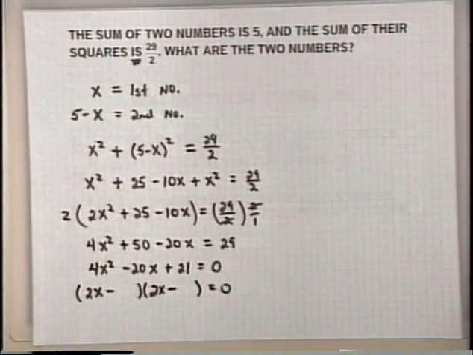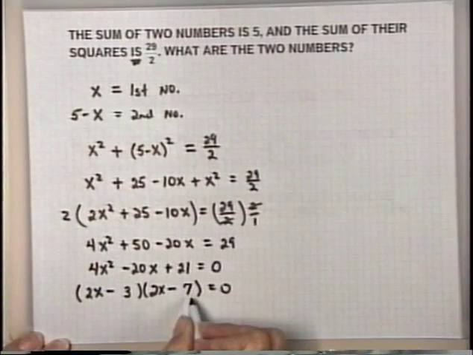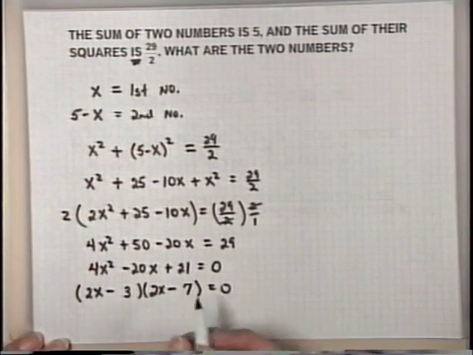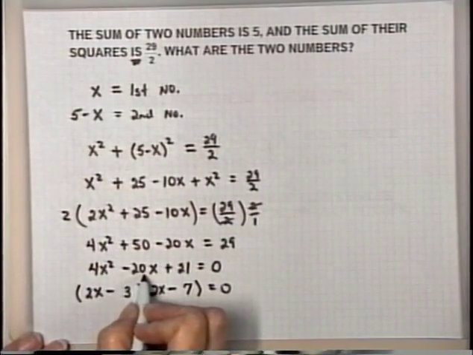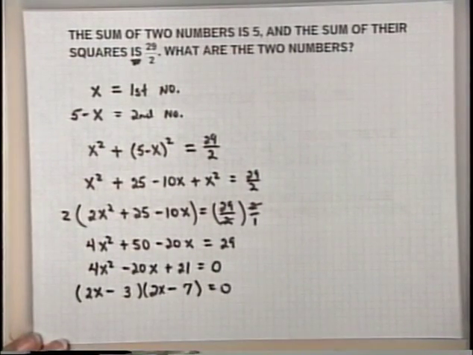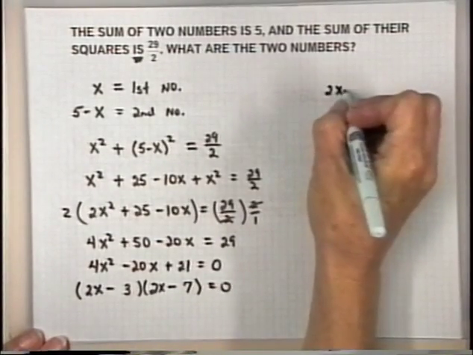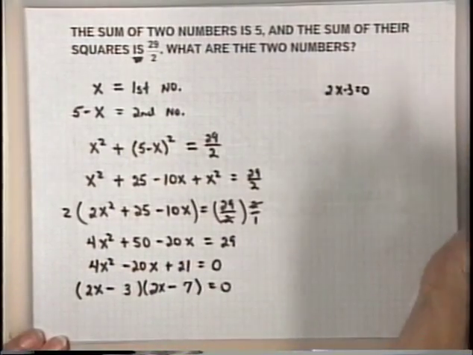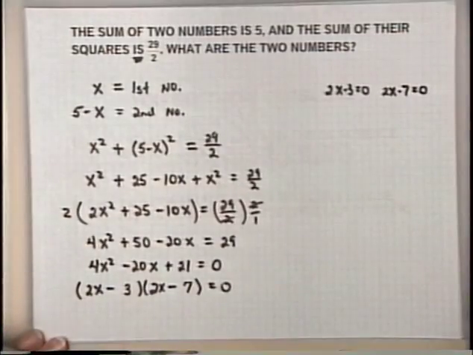Factors of 21 that we can try would be either 21 times 1 or 3 times 7. I believe we can use the 3 times the 7. Notice our outside product here is negative 14x. Our inside product is negative 6x. If we add those, we have our negative 20x for the middle term, and a negative times a negative gives us our positive 21 third term. Now, we will set each of these factors equal to 0. 2x minus 3 equals 0, or 2x minus 7 equals 0.